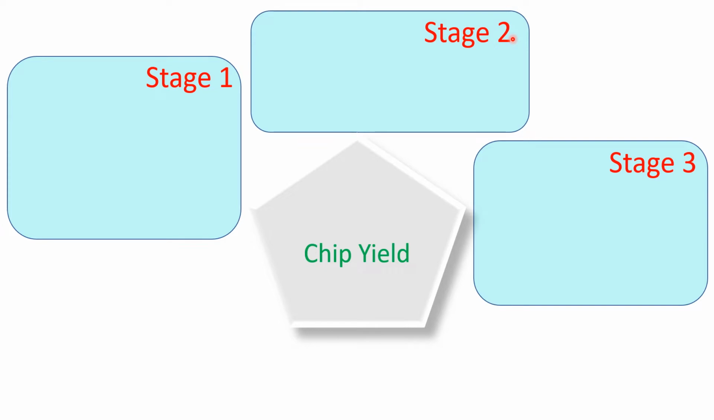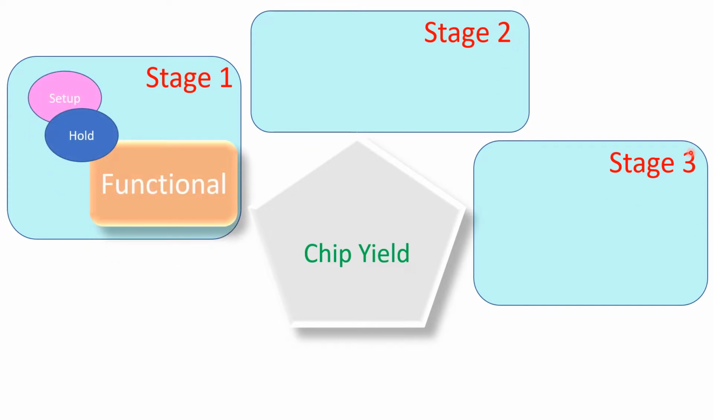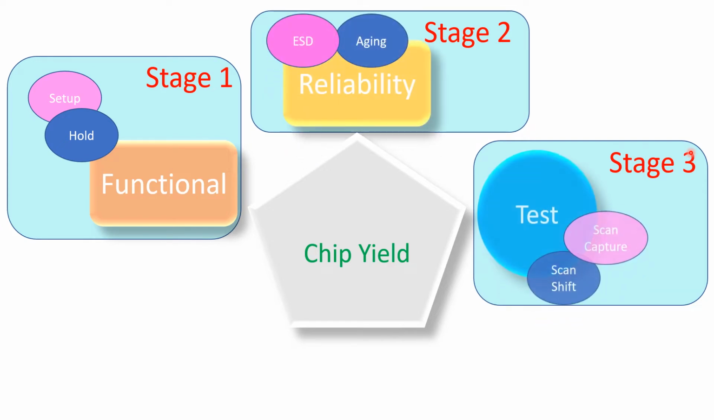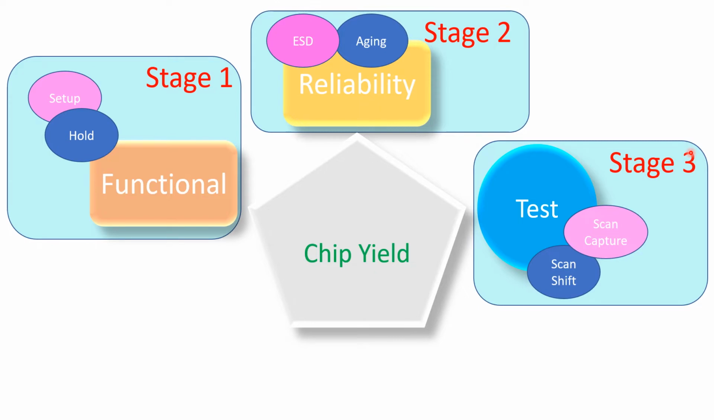The 3 stages broadly considered are functional, chip reliability, and chip test phase. So here we will understand that for the chip to function properly, setup, hold, removal, recovery, min pulse width, all these items need to be satisfied properly and there should not be any defects in them.